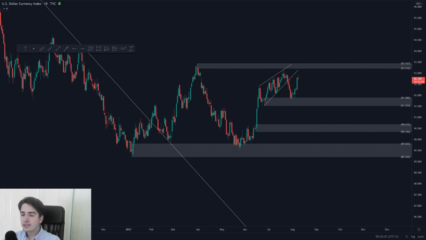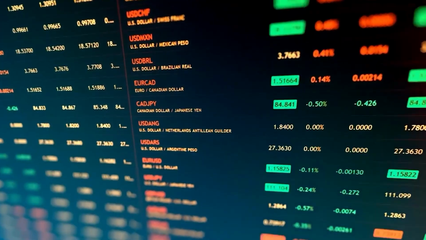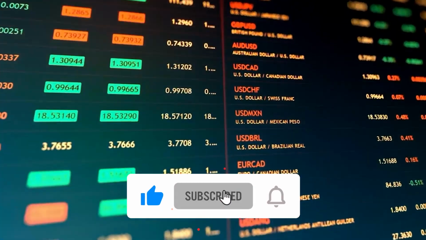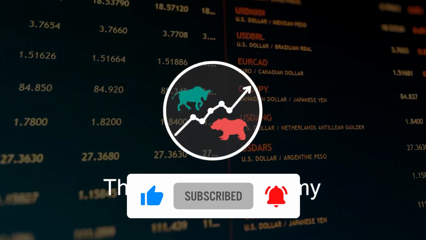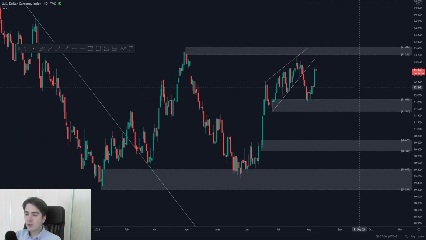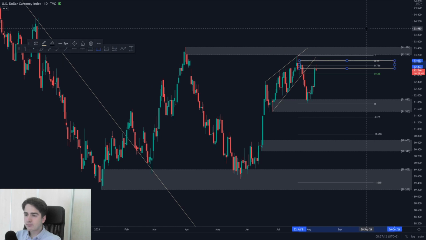So with that said, let's dive straight in. To begin with, as per usual, of course, the dollar index. Looking at the dollar index at the moment, what I can see is that we are rejecting to this fib level over here, 786, alongside this area of liquidity.